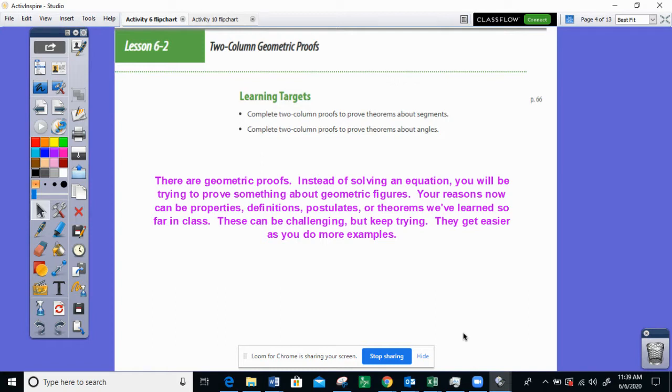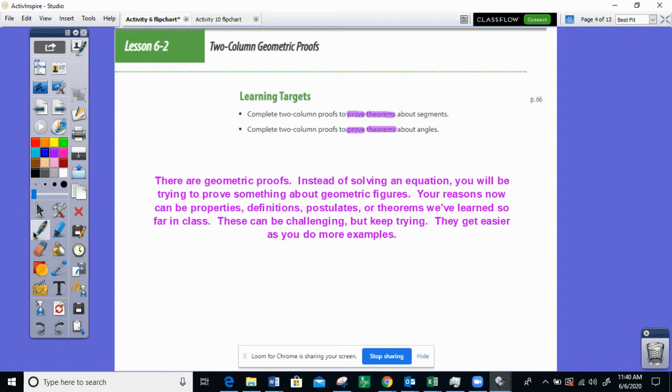So our learning targets for this activity are to complete two-column proofs to prove theorems about both segments and angles. Just to quickly review, these are going to be theorems because they're not simply based on recognizing patterns and saying, well, this looks like it's true for a while, I guess it's always true. We're going to use deductive reasoning to prove that these theorems are true. A proof uses deductive reasoning to change a conjecture into a theorem once it is proved.